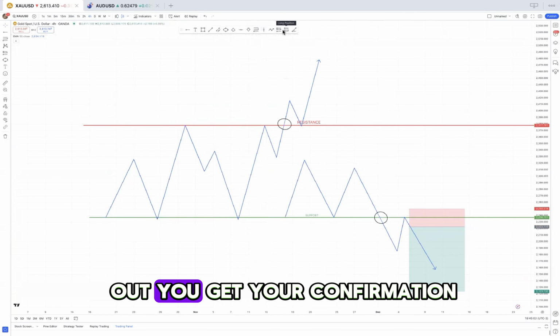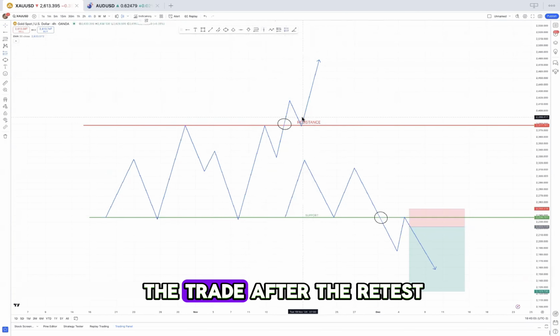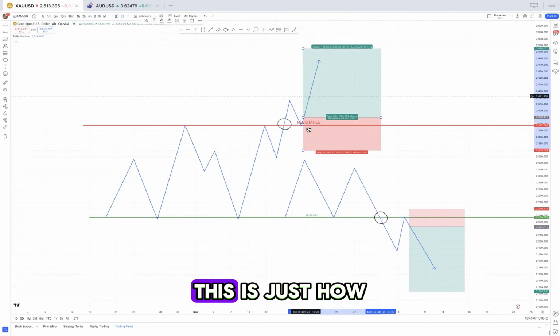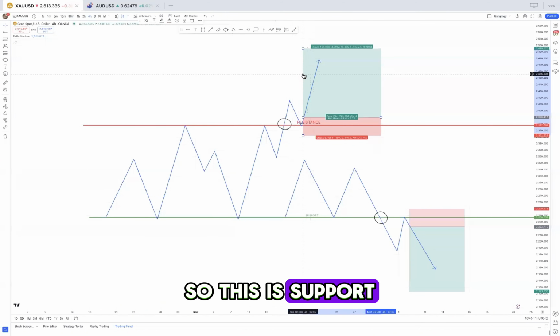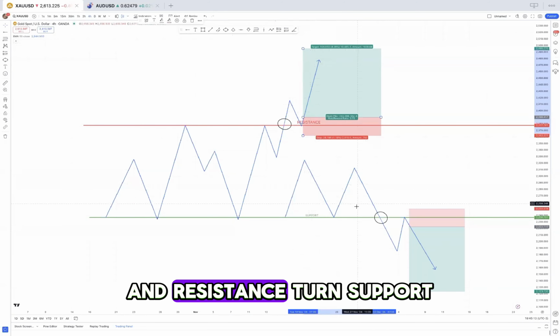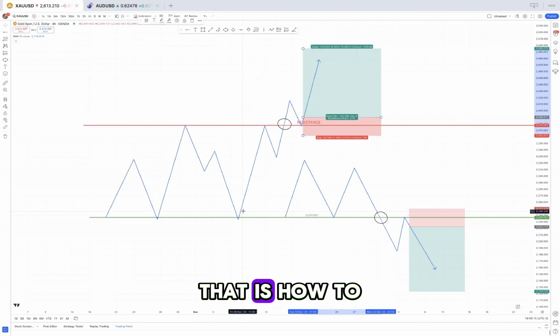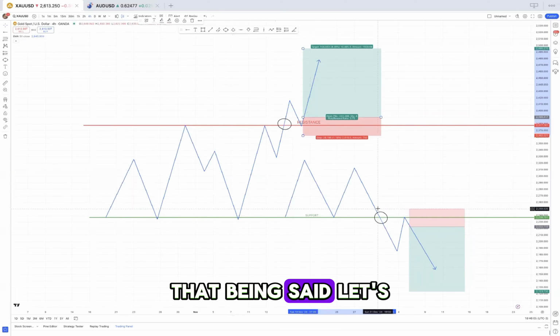So once you get that, you get your confirmation, then you can enter the trade after the retest. This is just how it works, as simple as that. So this is support turn resistance and resistance turn support. That is how to use it. That being said, let's go back to the chart so I can show you guys real life experience.